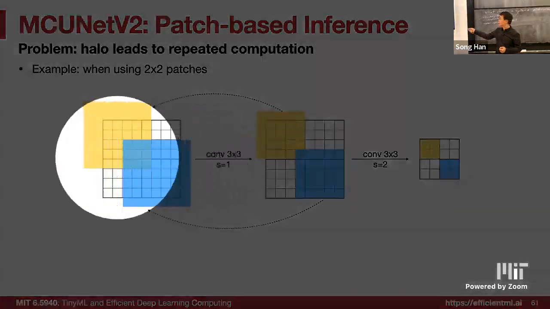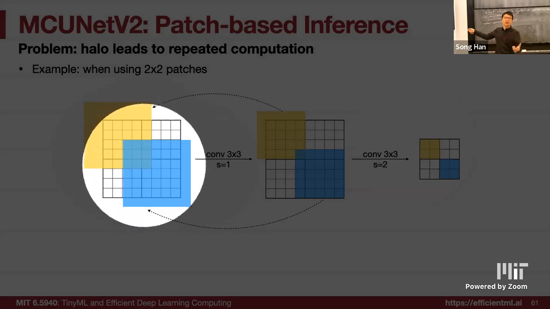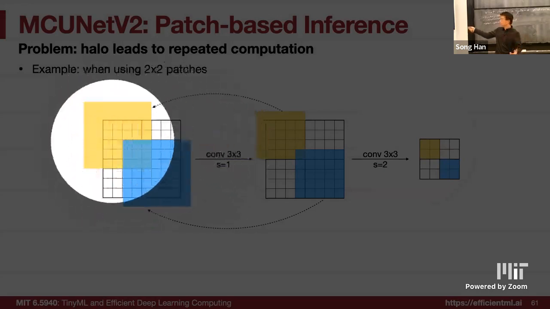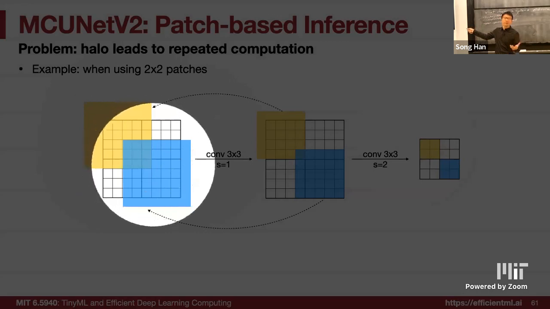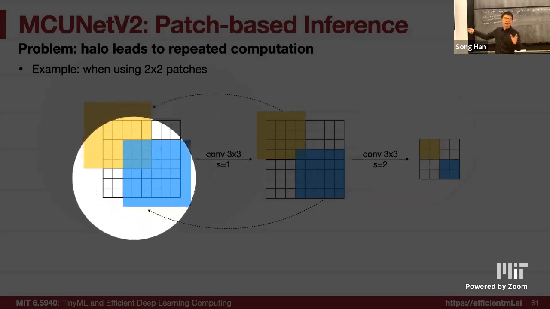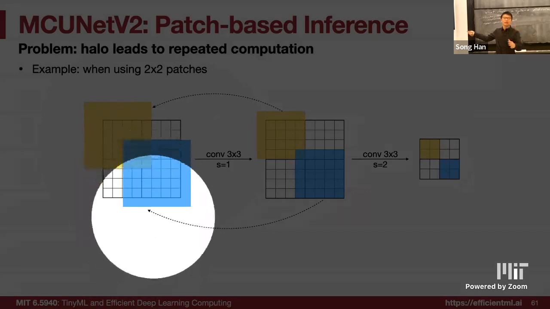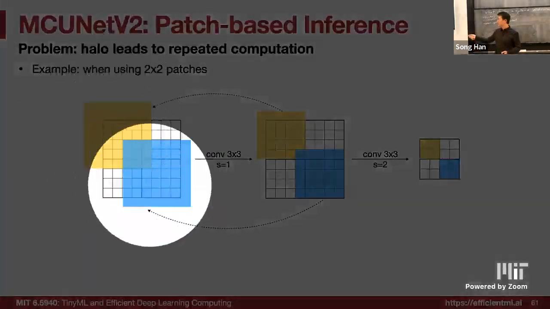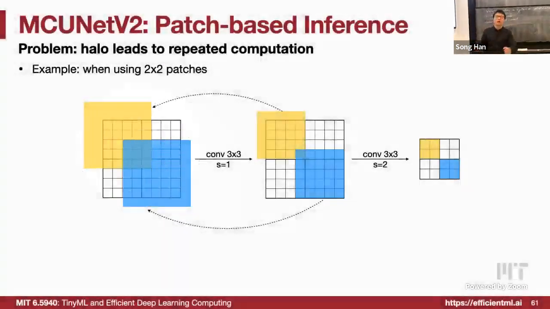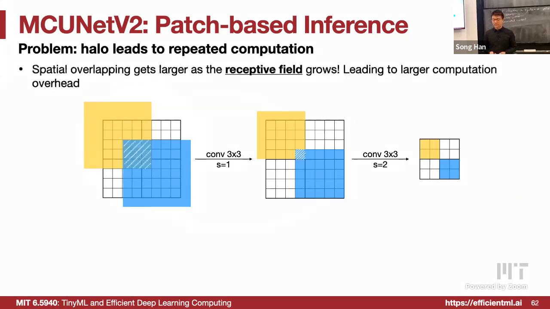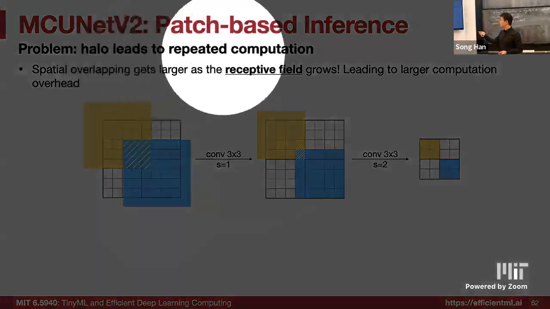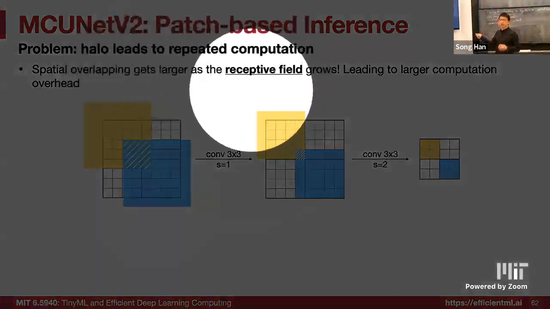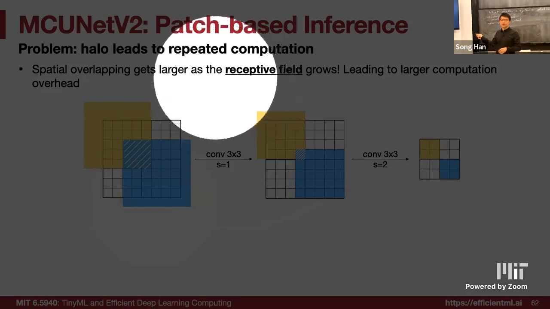And even before that layer, the receptive field gets propagated. It gets larger, and there's a 3x3 overlap halo region. So it's not completely divided independently, but they have the overlap. The yellow region and the blue region overlap by 3x3, 9 pixels. Such overlap causes the computation overhead. And such spatial overlapping comes from the receptive field growth, leading to a larger computation overhead.